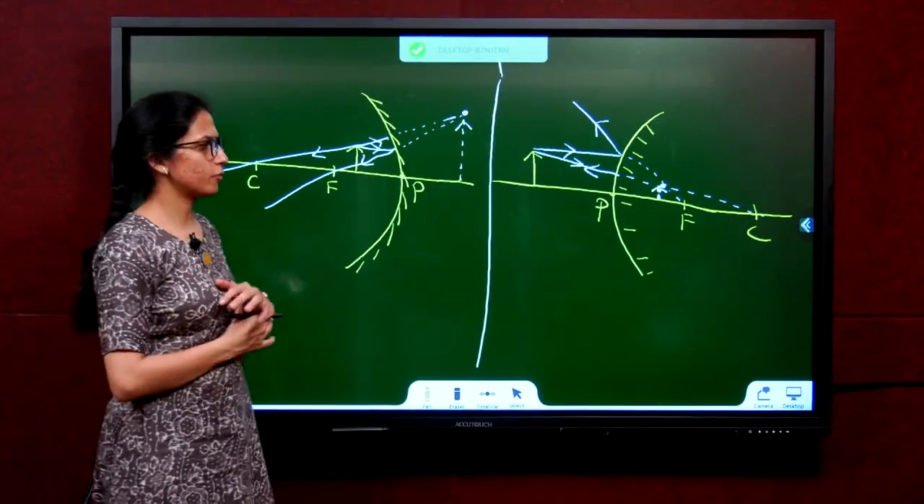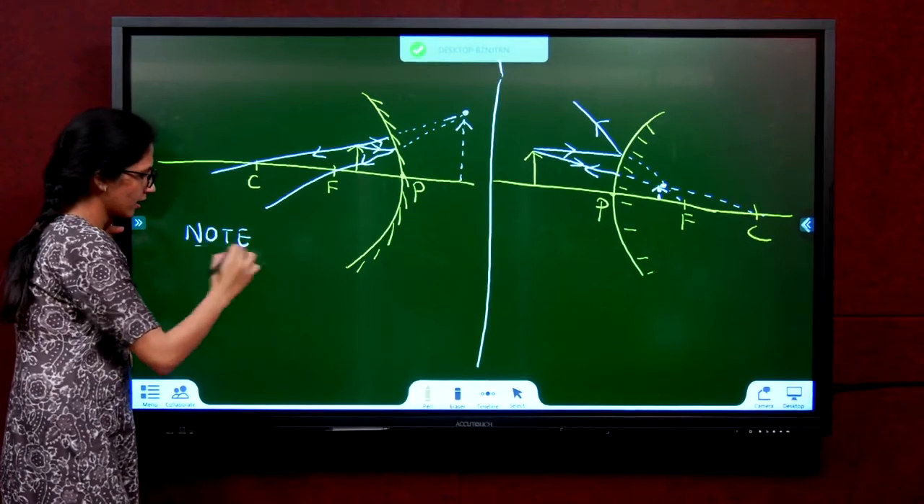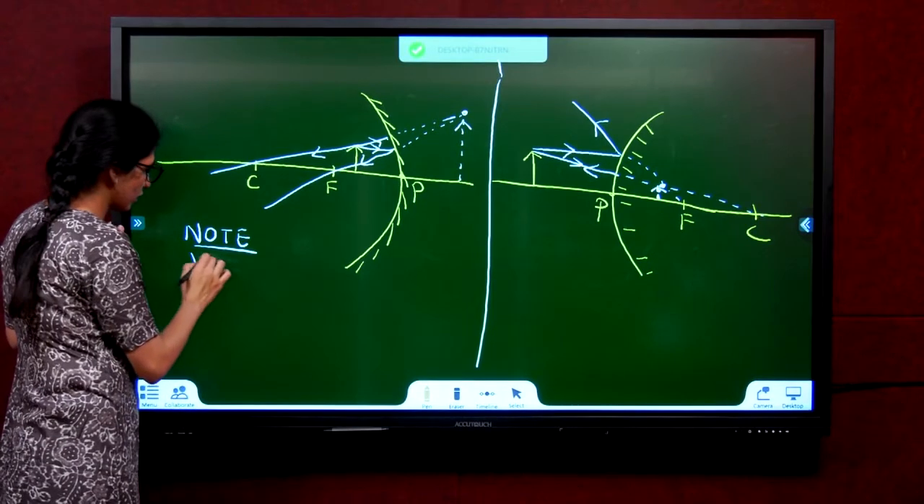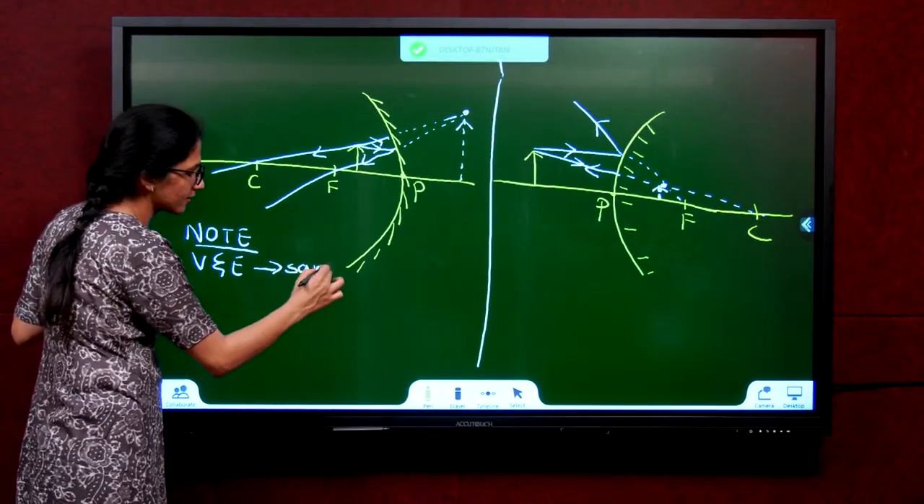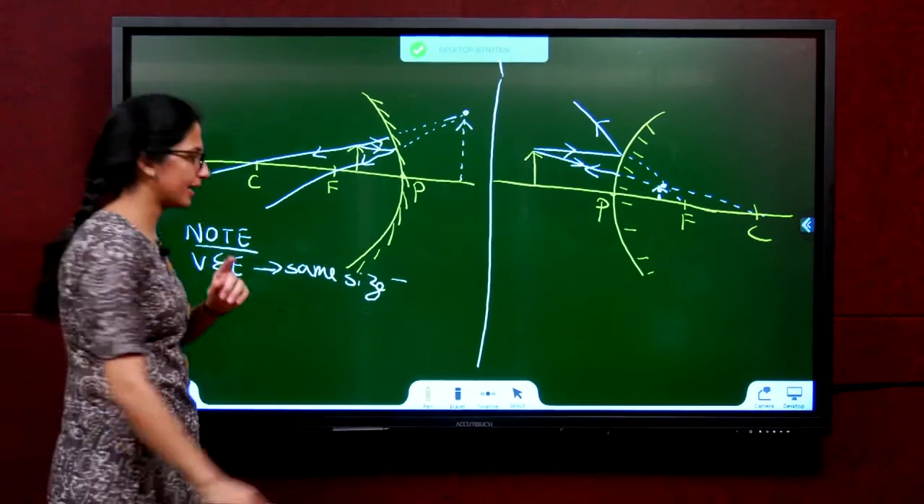So we'll study a small note here. Please write down a note. I want virtual and erect image always, okay? Virtual and erect image. But in virtual and erect, if I want same size, which mirror to use? Use plane mirror.